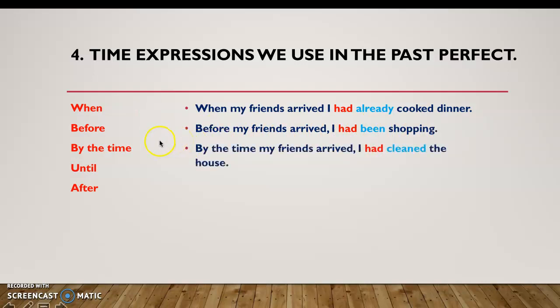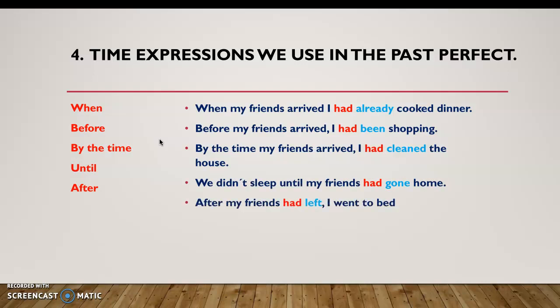By the time my friends arrived, I had cleaned the house. We didn't sleep until my friends had gone home, and after my friends had left, I went to bed. Again, a tip. Always put the earliest action in the past perfect. What I'd like you to do is pause this video, look at these examples, and just make sure you understand that this is the earliest action in the past.